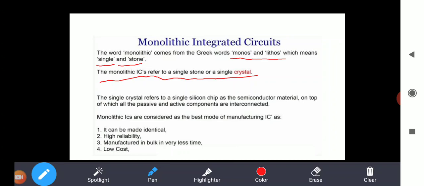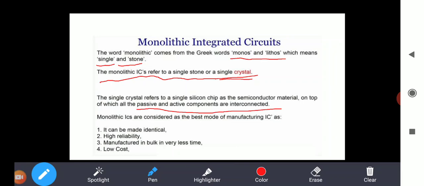This single crystal refers to a single silicon chip as the semiconductor material, on top of which the passive and active components are interconnected. It means active and passive components are built on this single stone or single crystal silicon.